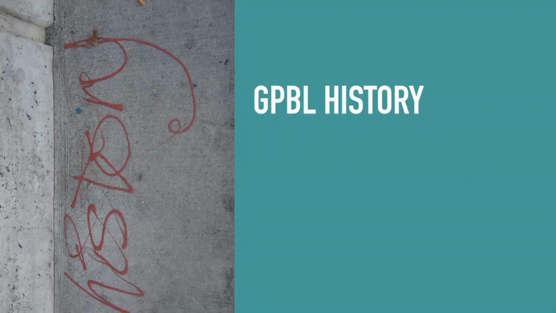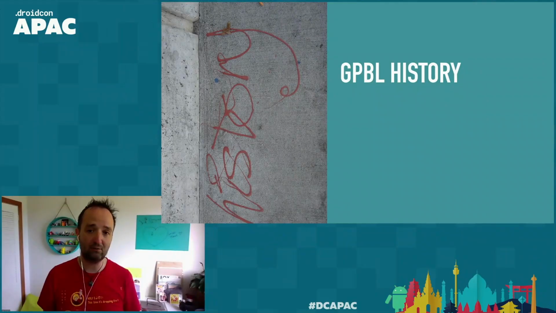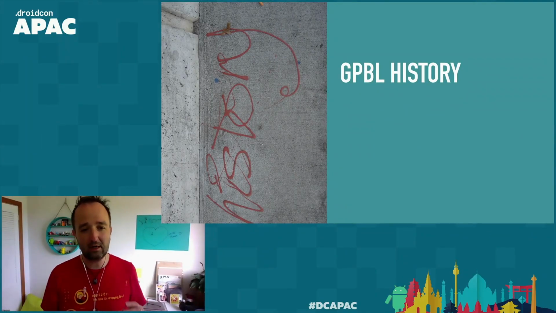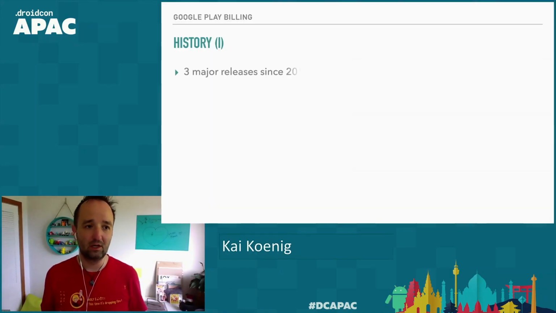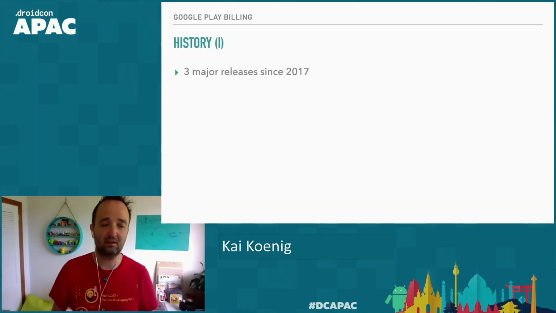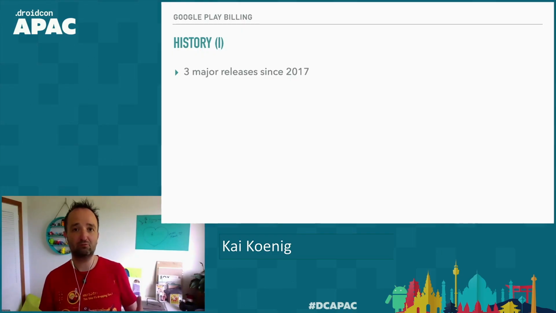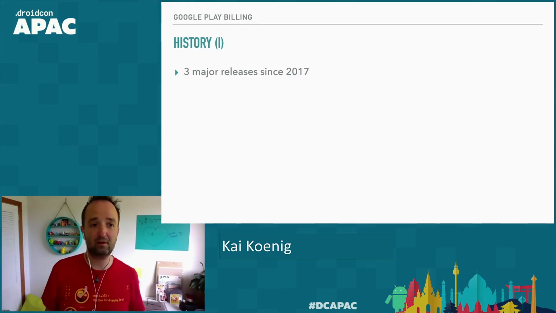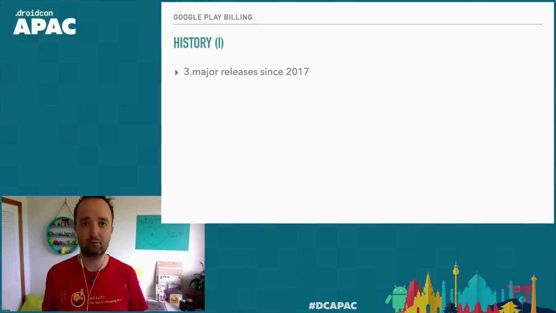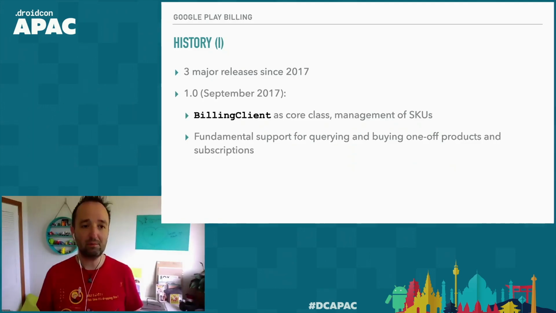Right, so let's have a look at the Google Play Billing history a bit, because when we talk about version 3 and what's new in it, we need to understand what the origins of the library are. It starts in 2017. There was a developer preview, and that was really well accepted by the developer community. And since then, there were 3 major releases.